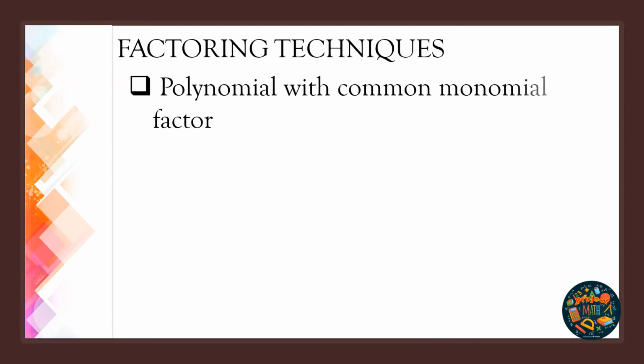Let us first have the recall on the different factoring techniques. First, we have polynomial with common monomial factor. Example, 8m minus 12. First, we are going to get the GCF, at ang GCF natin ay 4. So, divide each term of the polynomial by the GCF. 8m divided by 4 is 2m, and negative 12 divided by 4 is negative 3. So therefore, the factors are 4 times 2m minus 3.